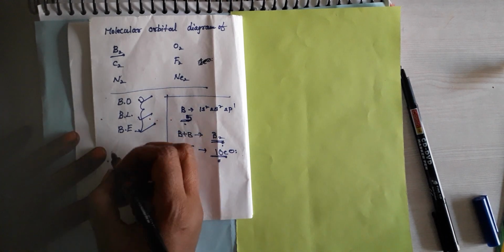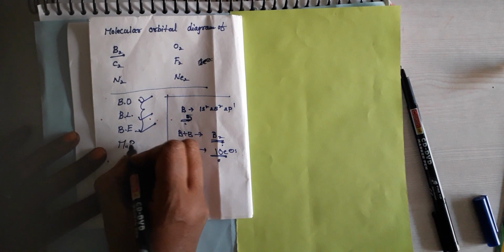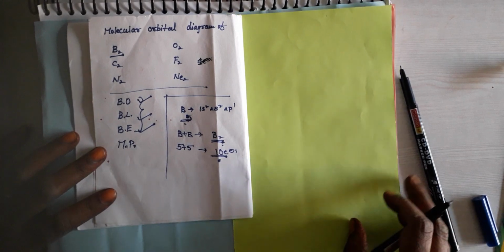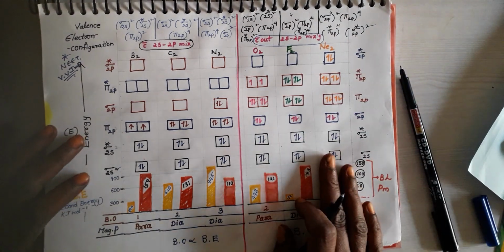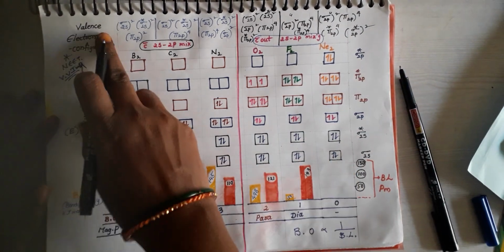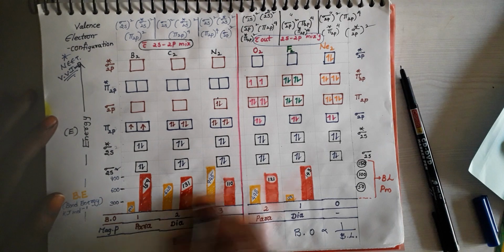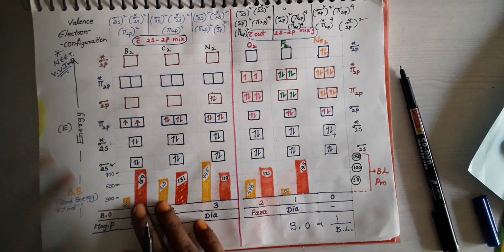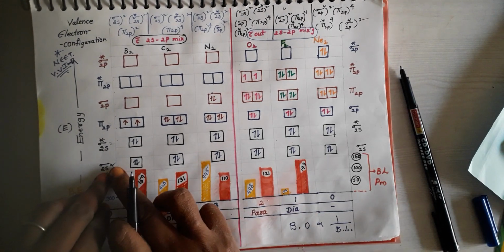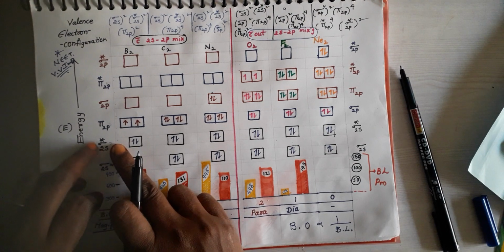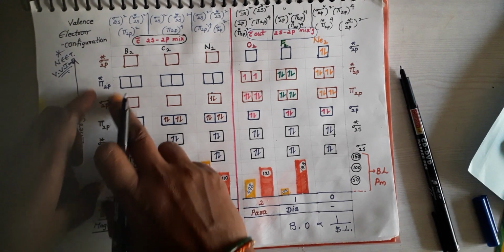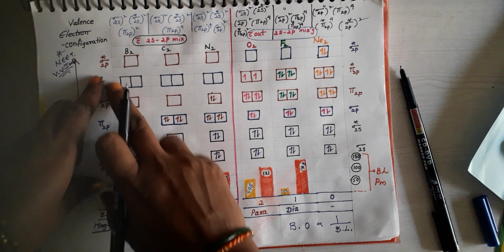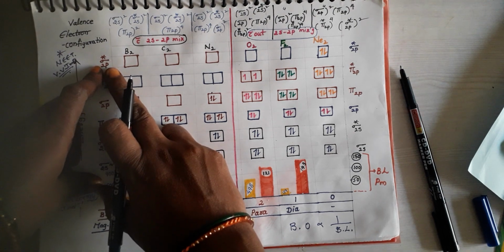At the same time, I also want to explain the magnetic property here. It is a very important question for intermediate exams. See here, this is the diagram with the valency electronic configuration. I wrote only the valence shells: sigma 2s, sigma star 2s, pi 2p, sigma 2p, pi star 2p and sigma star 2p.